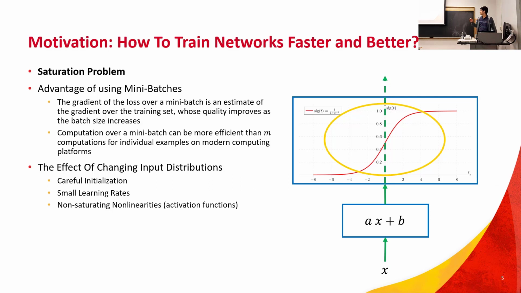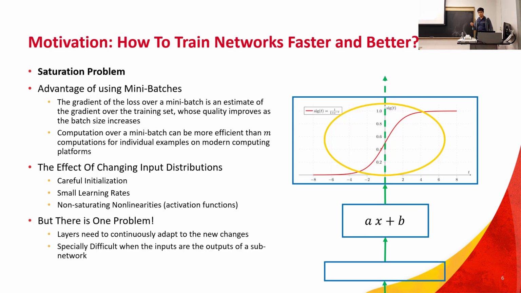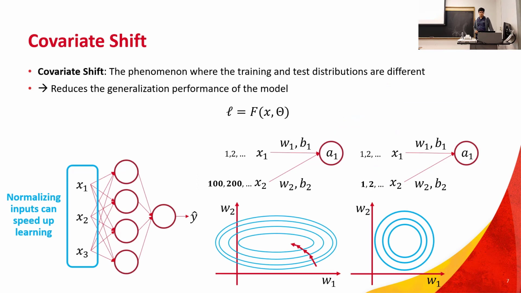If you pay attention to these two graphs, if you have a network that starts with X and goes into an activation function, that's not a big problem for us. But when the input is the output of a previous layer, that makes it really difficult because it's always changing. And that's the covariate shift problem, basically. Covariate shift is the phenomenon where the training and the test distributions are different, and this reduces the generalization performance of the model.